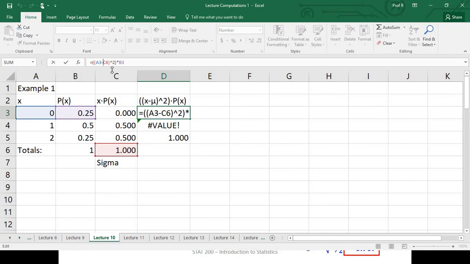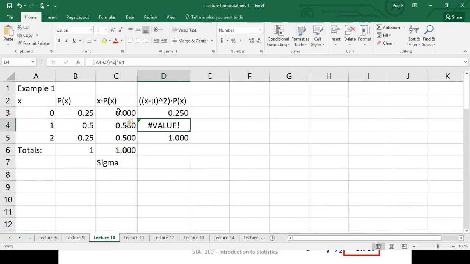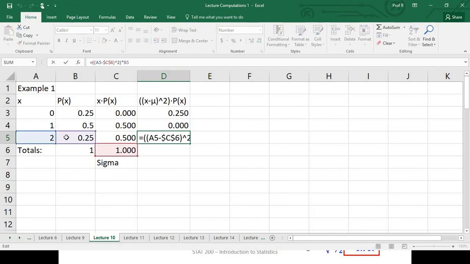To do that, we put a dollar sign in front of the C and a dollar sign in front of the 6. Now, when we drag this down, it's going to fix that cell right there for all of them. These went ahead and moved down like we wanted them to. But over here, that is fixed and stays there, which is what we want it to do.